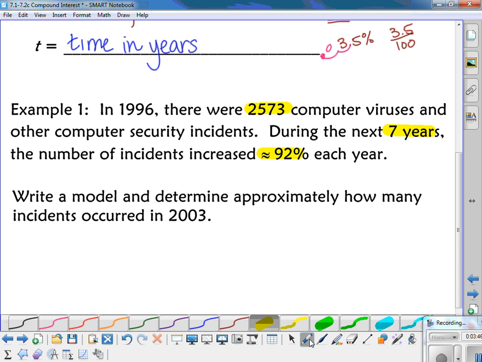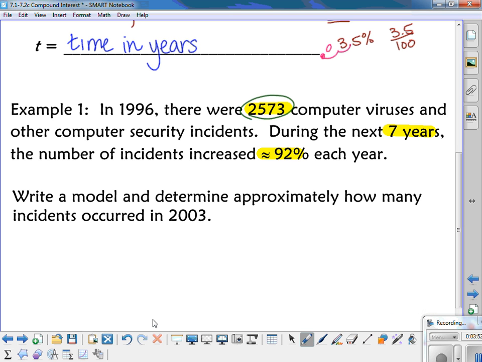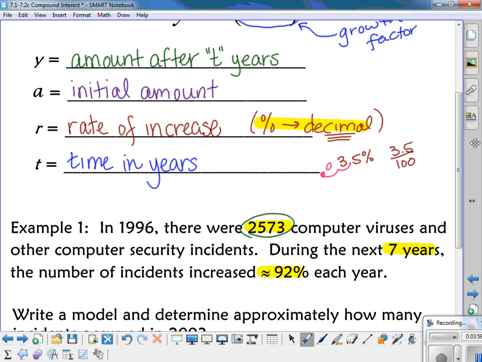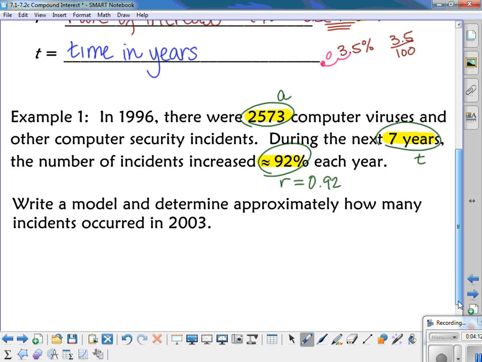So let's figure out what each of those things are. My 2573, which one of those letters up there is it? It's A. It's the amount we started with, right? And then 7 years is my time, T. And then there's my rate, but I have to turn it into a decimal. So what is it as a decimal? 0.92, yeah. Okay, and so then it's just a matter of plugging it in.